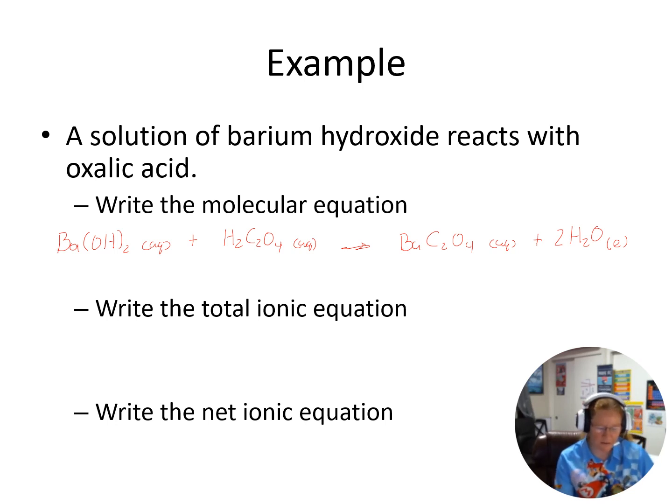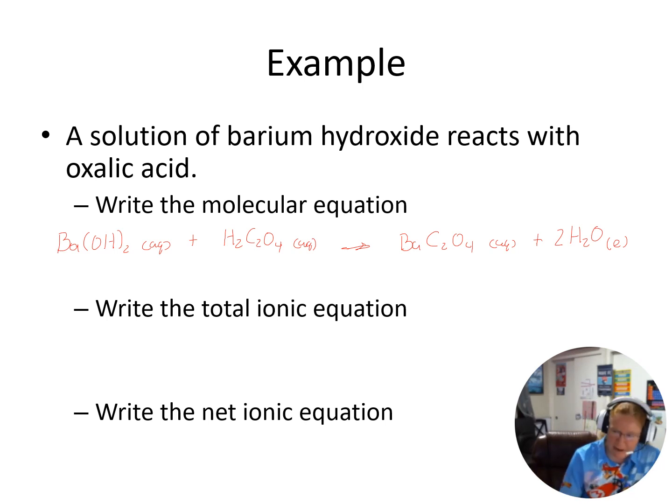Now what we're going to write next is what we call the total ionic equation. The total ionic equation is going to take into account every single ion, including ones that are spectators and just hang out. What we call an ion that doesn't actually do anything in a reaction is a spectator ion. It starts off as an ion in solution, and when all is said and done, it's still an ion in solution. It didn't do anything. It just kind of hung out there.